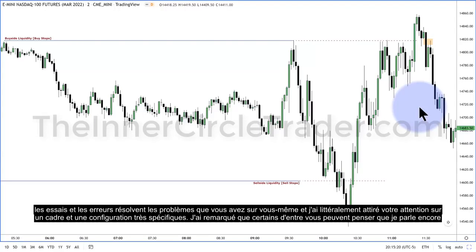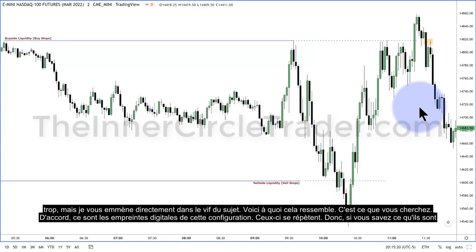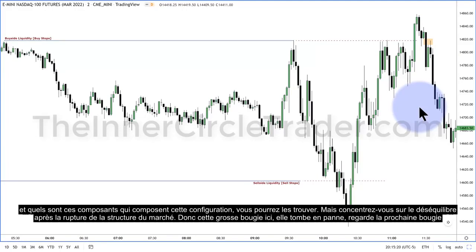And I've literally taken your attention to a very specific framework and setup. Notice that? Some of you may think I'm still talking too much, but I'm taking you right into the heart of the matter. This is what it looks like. This is what you're looking for, okay? These are the fingerprints of that setup. These repeat. So if you know what those components are that make up this setup, you'll be able to find them.